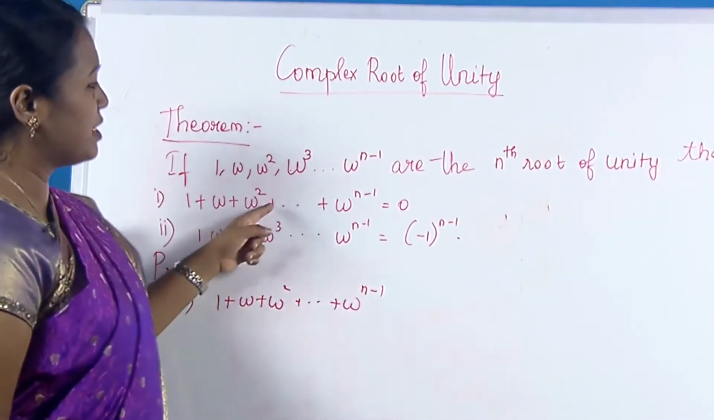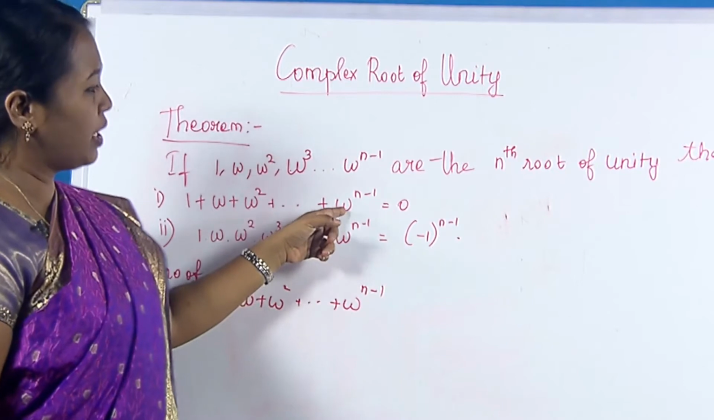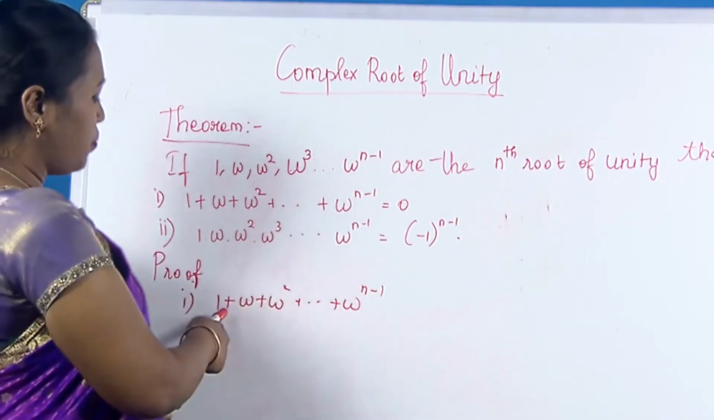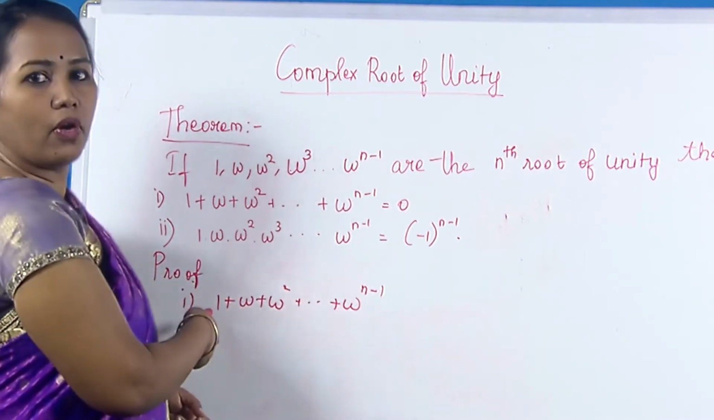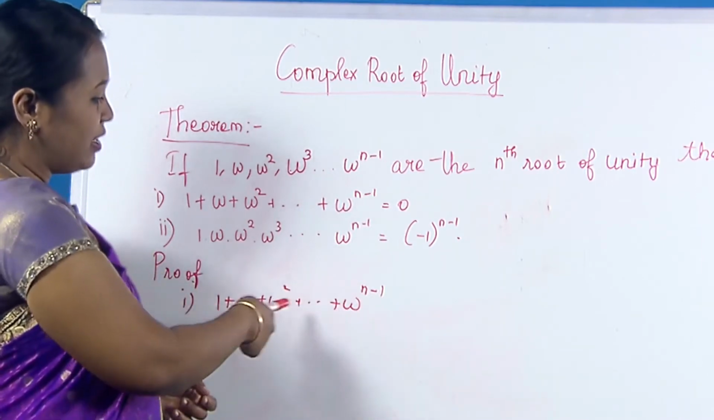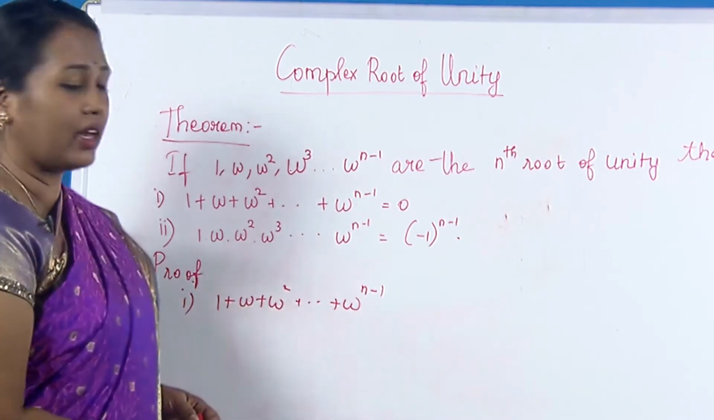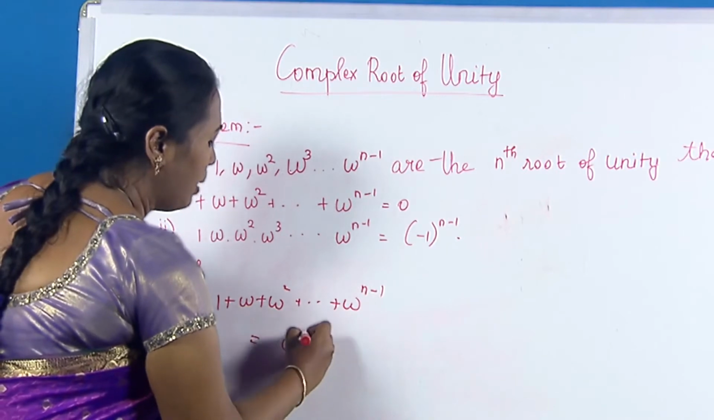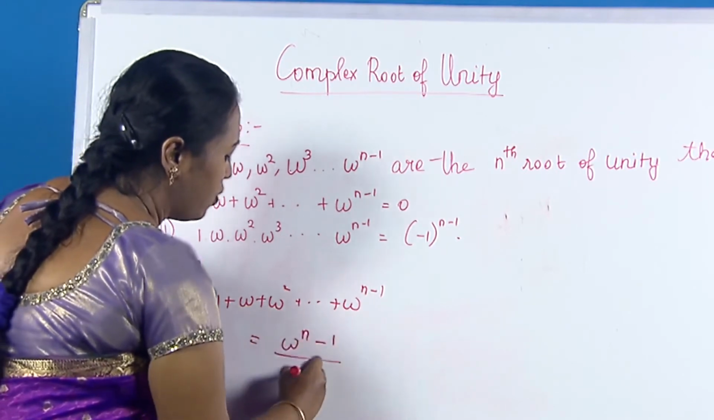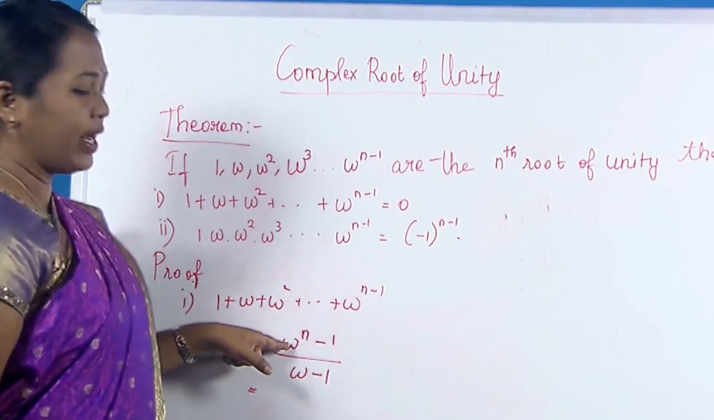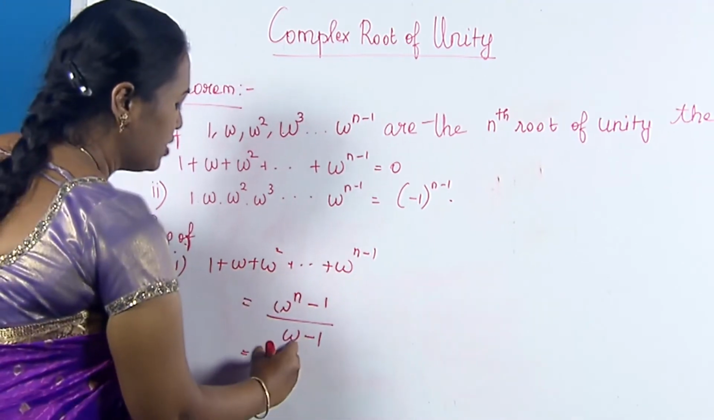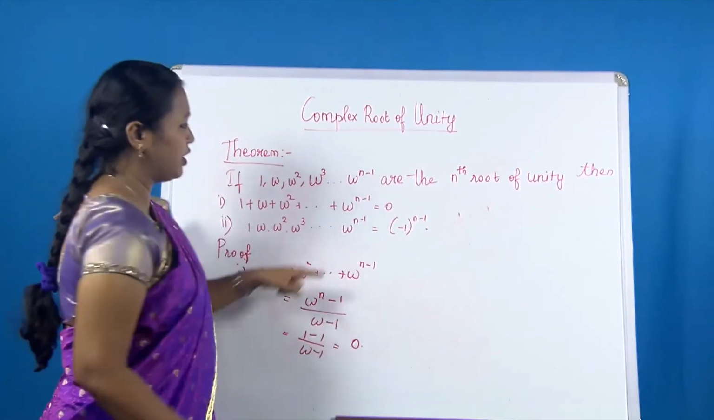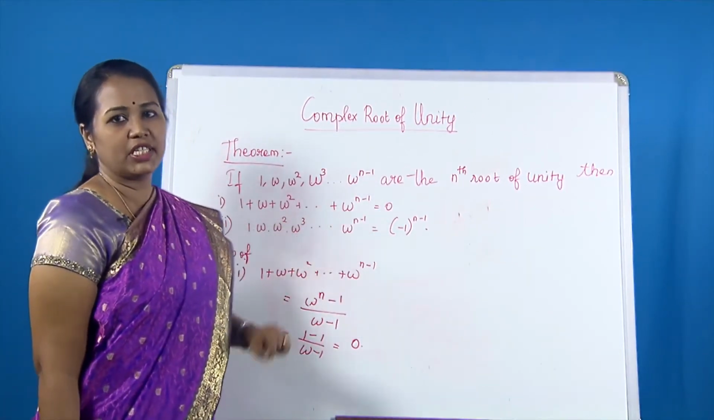1 plus omega plus omega squared plus so on up to omega power n minus 1 is equal to 0. We are going to prove this result. So, we can clearly see that this is forming a geometric sequence having the common ratio as omega, and therefore, we know that the sum of these terms is equal to omega power n minus 1 by omega minus 1. We know that omega power n is equal to 1. So, 1 minus 1 by omega minus 1. So, clearly this is equal to 0 and therefore, we have proved the first result.